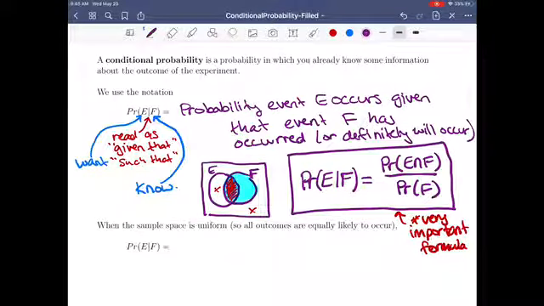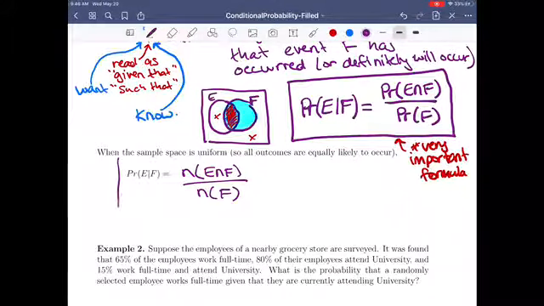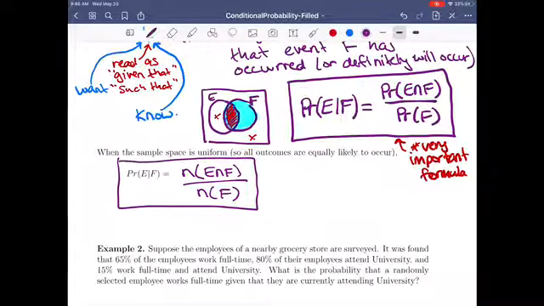Now, if your sample space is uniform, so all your outcomes are equally likely, the formula simplifies to the counting we did in the previous example. It simplifies to the number of things in the intersection divided by the number in F. Whereas in the first one that I did up here, the sample space does not need to be uniform.